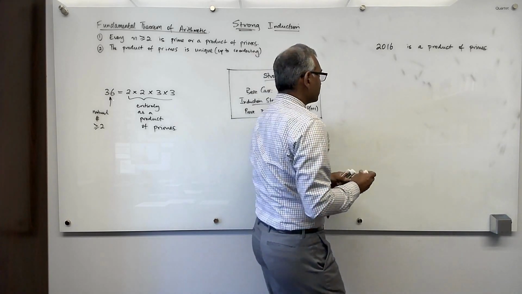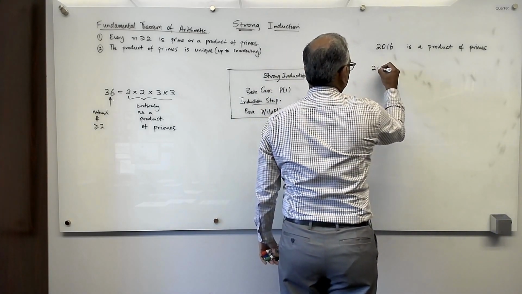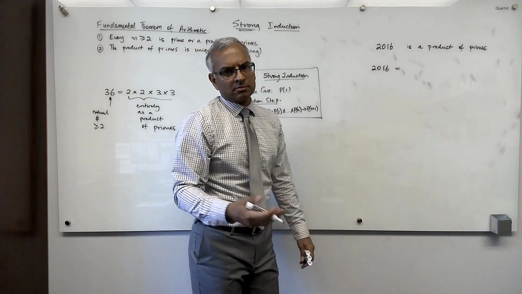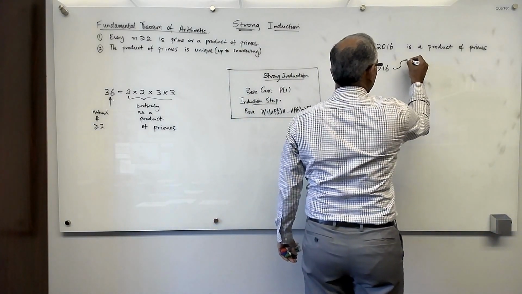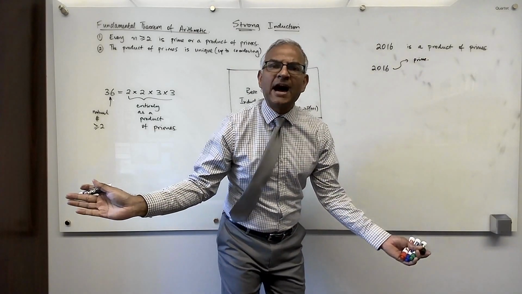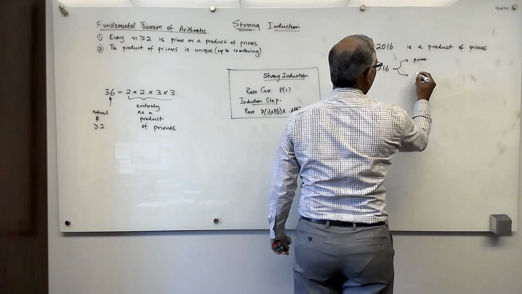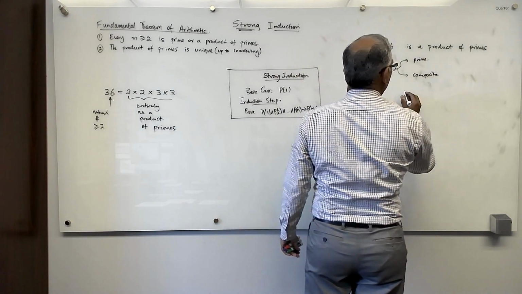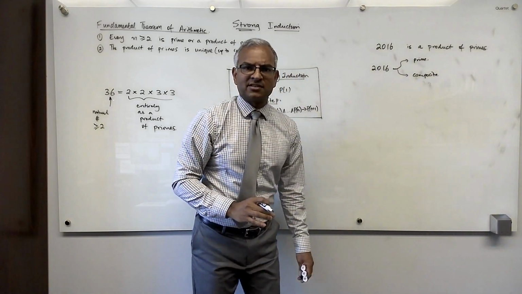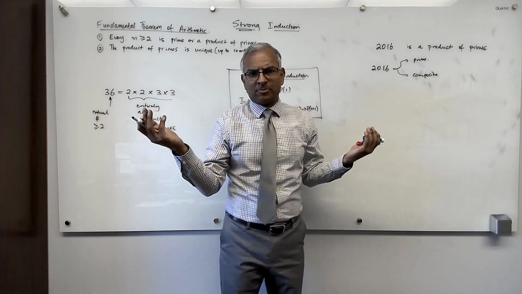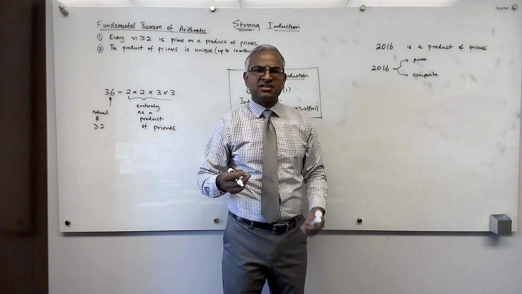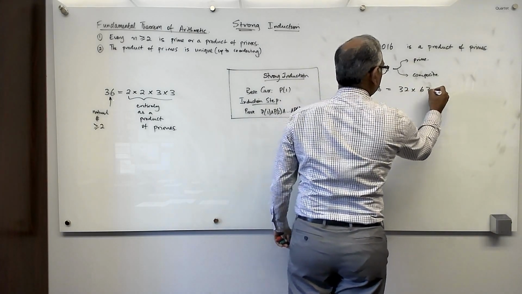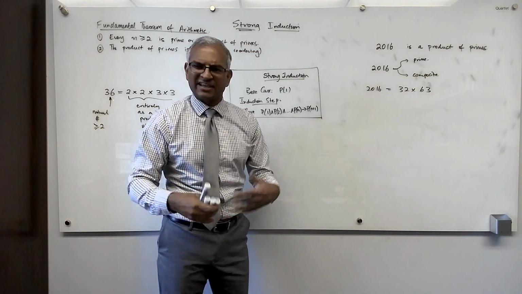Okay. And so 2016 is equal to a product, and it may or may not be a product of primes. Well, so there are two cases. 2016 is either prime, in which case I'm done, or 2016 is equal to a product, what's called composite. If it's prime, we're done. If it's composite, then we have a problem, because how do we know that it's a product of things that are prime? So in this case, 2016 is equal to 32 times 63. Okay, so it's a product of two numbers, any two numbers, I don't care.